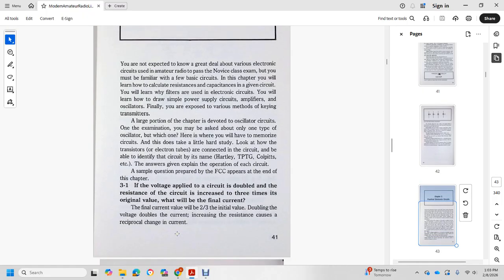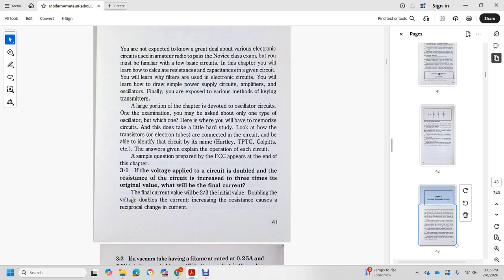3.1. The voltage applied to a circuit is doubled and the resistance of the circuit is increased three times. What would the final current be, given the original value? The final current is 2/3 of the initial value. Doubling the voltage increases the current, while increasing the resistance causes a reciprocal change in current.